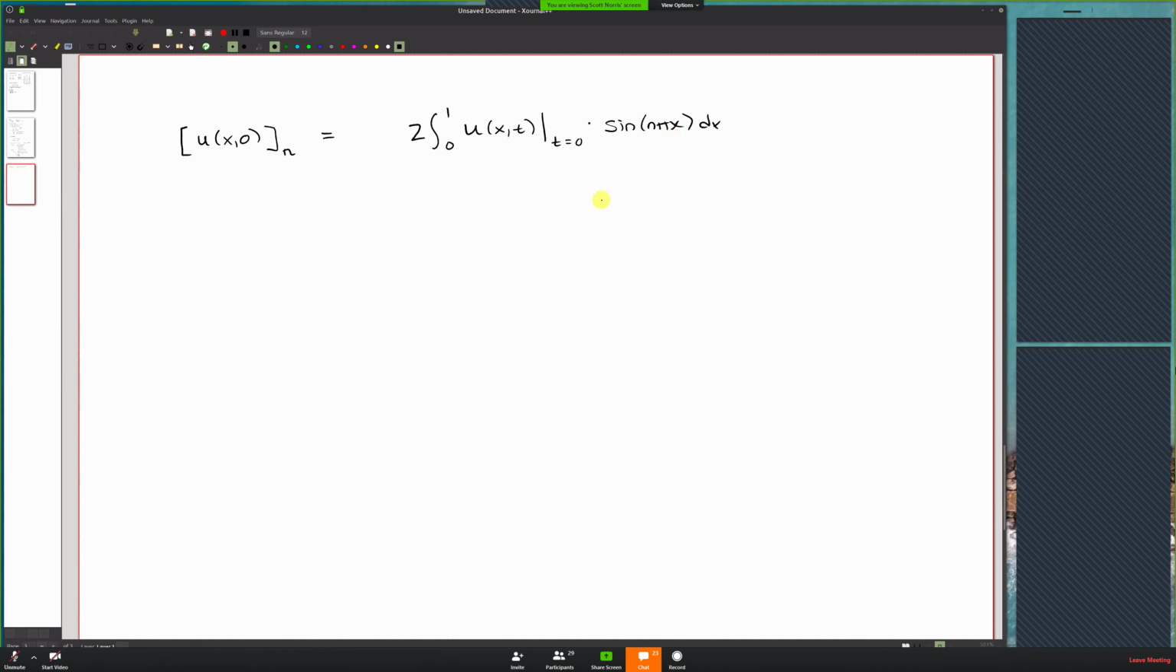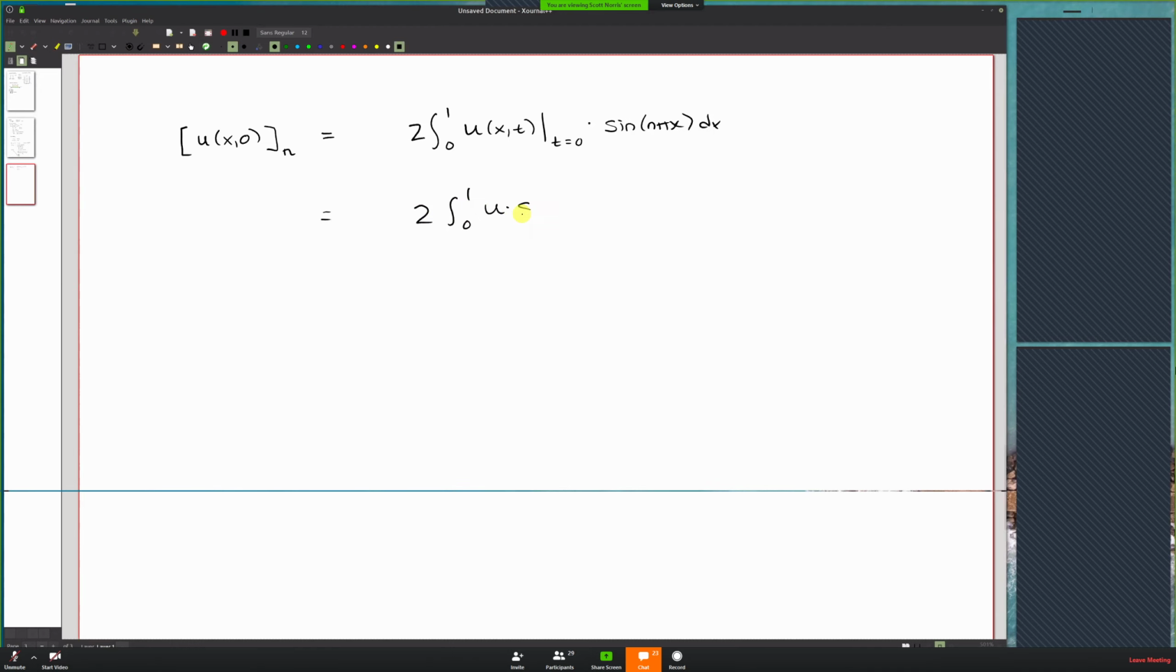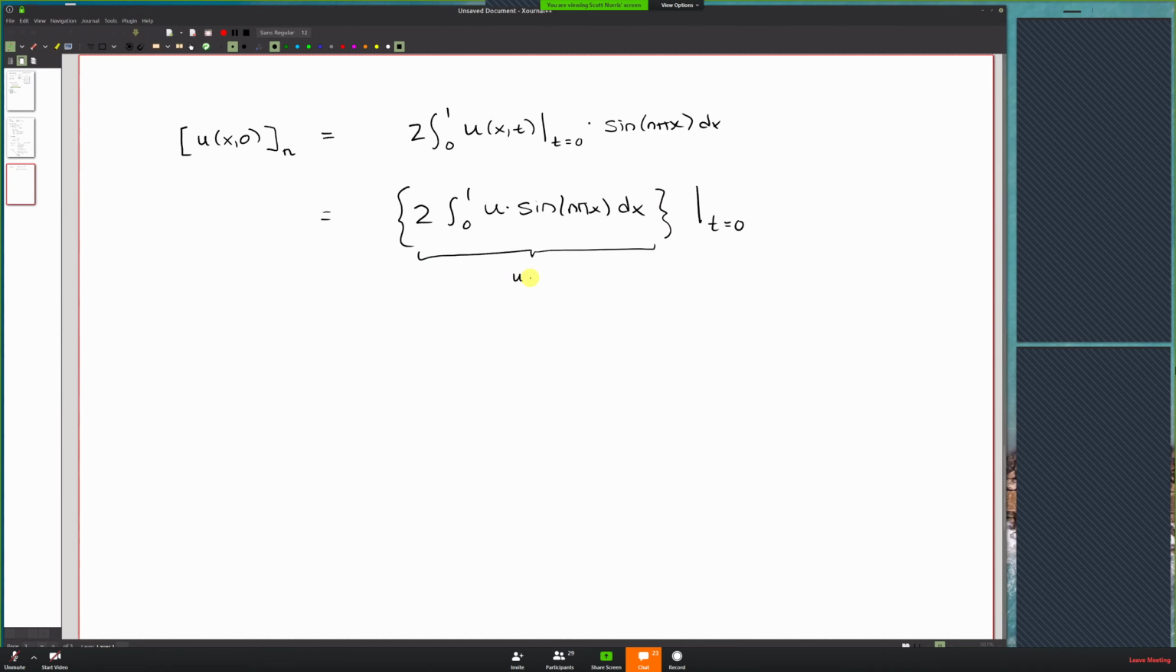And again, what I have here is two separate operations. I have taken the integral in x, and then I have evaluated the result at t equals 0. But since x and t are independent variables, I can exchange that order of operations. I can say first, do the integral of u, and then evaluate the result at t equals 0. And this thing right here is just u sub n, the transform of u.